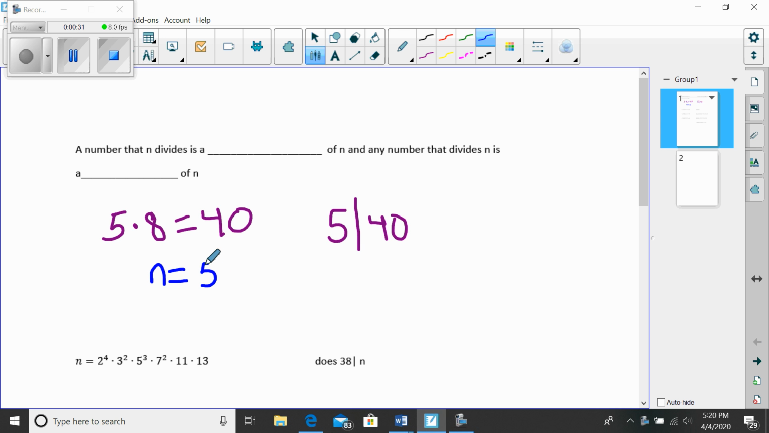Right? And then look at this example, right? 5 times 8 is 40. Would we call 40 the multiple or the factor? Would we say 40 is a multiple of 5 or 40 is a factor of 5? 5 is a factor of 40 or 5 is a multiple of 40? What would we say? All right, so think about that for just a minute. Pause the video if you need to and fill in the blanks.